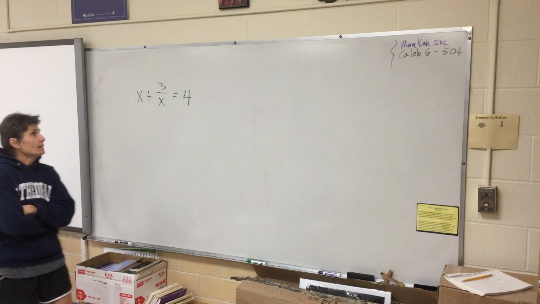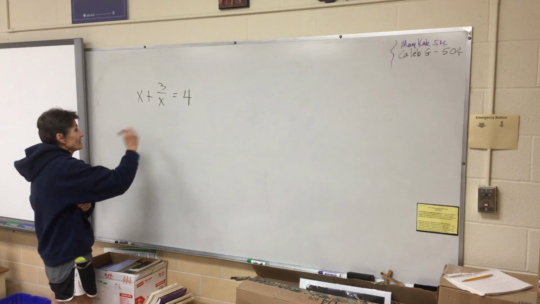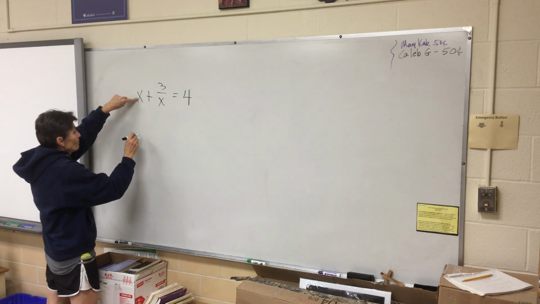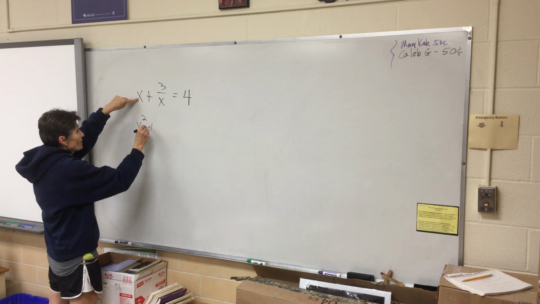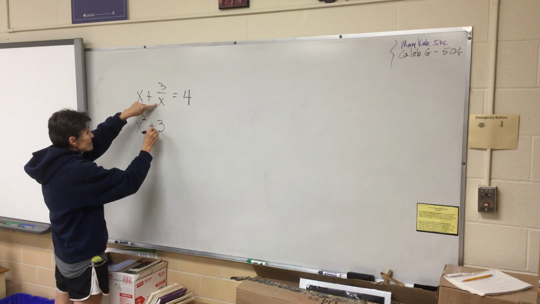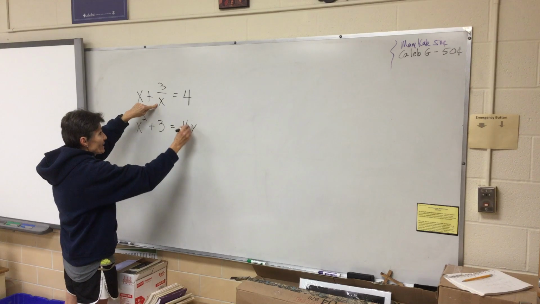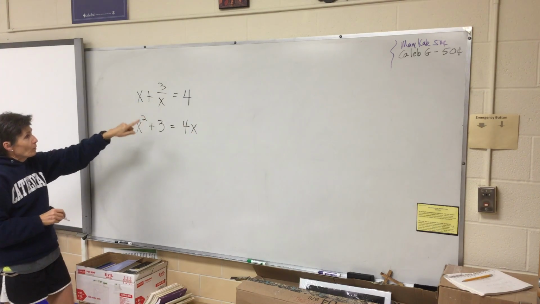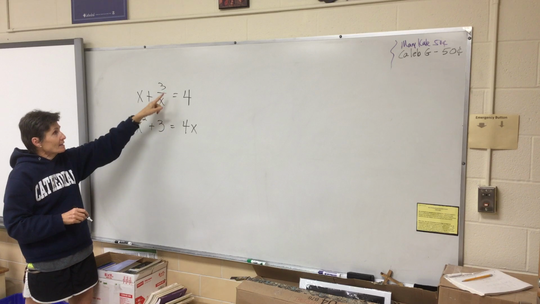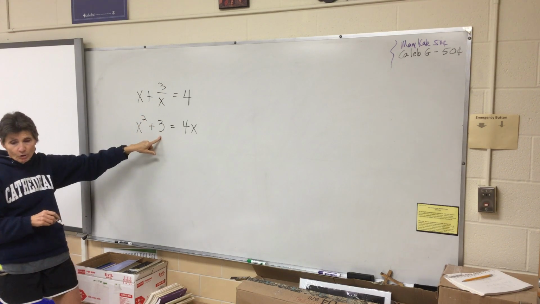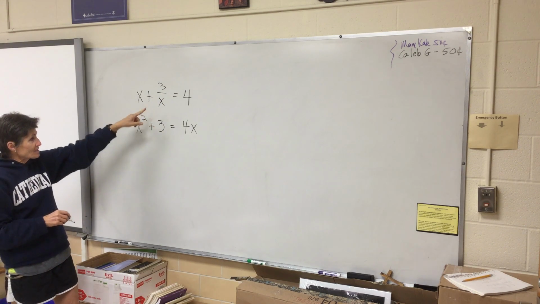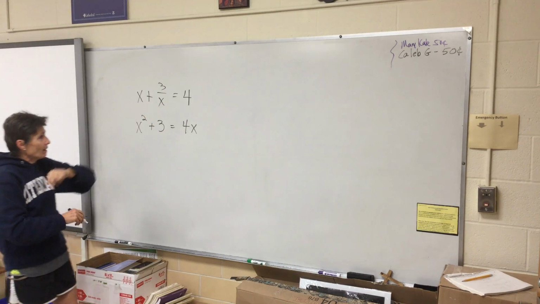You multiply x on both sides? Yeah, let's multiply everything by x. So we're going to multiply this by x, we're going to multiply this by x, and we're going to multiply this by x. Now remember, when you multiply this middle one by x, all it does is cancel out. There are no x's left. That's why you did that, to get rid of that denominator.